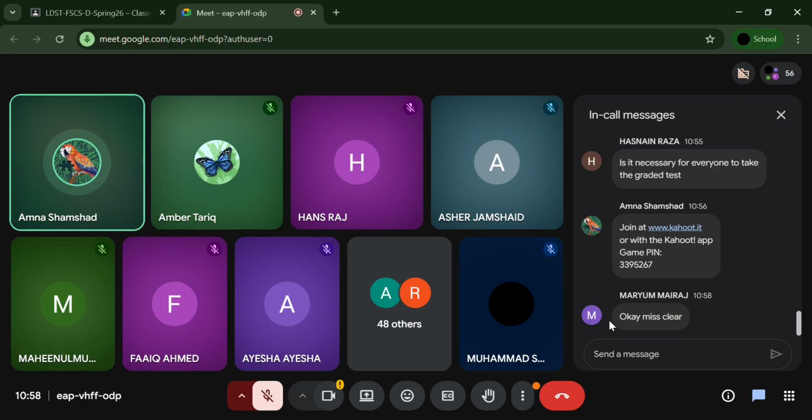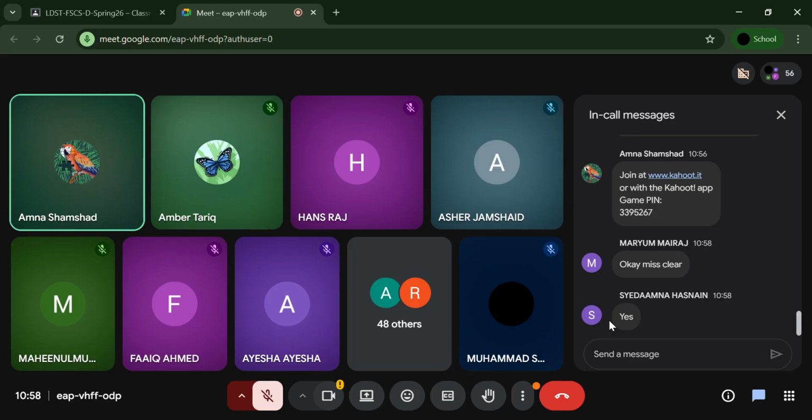Please join the game with your name and your roll number. Please don't write the complete roll number, just write the last digits. So we have 35 students, but in the class we have 56. The rest of you, please quickly join it.